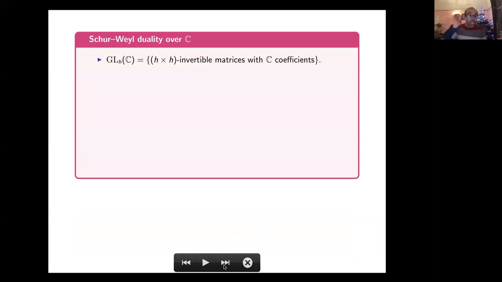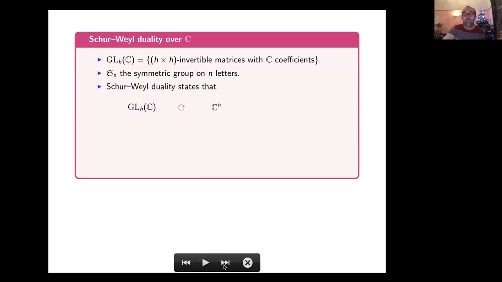So I'm going to let GL_h be the group of h by h invertible matrices, and I'll just start with complex and then I'll quickly change away from that. And I'm going to let S_n denote the symmetric group on n letters. And then Schur-Weyl duality is the relationship between these two things, which says that GL_h acts on its natural module, so it acts on the nth fold tensor product diagonally. Then because you've got n copies of the natural module, the symmetric group can act on the other side by permuting these n copies.